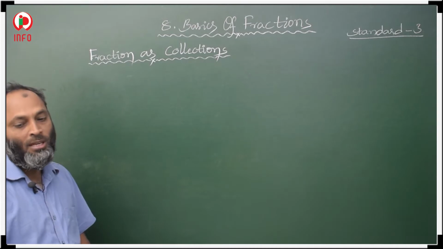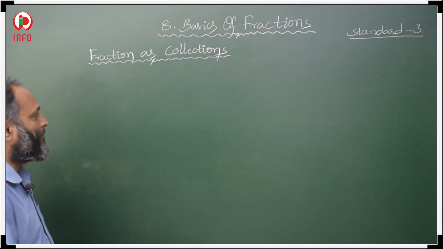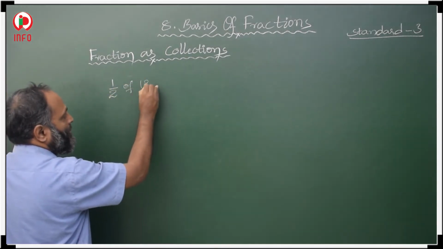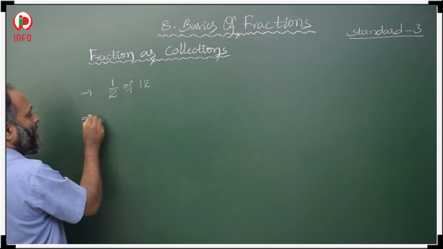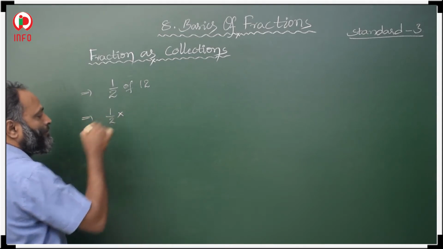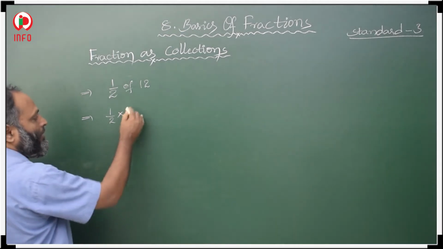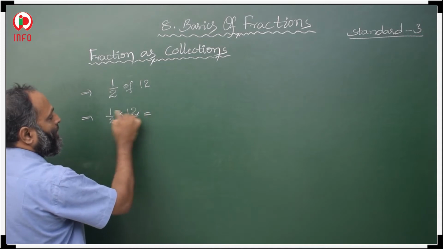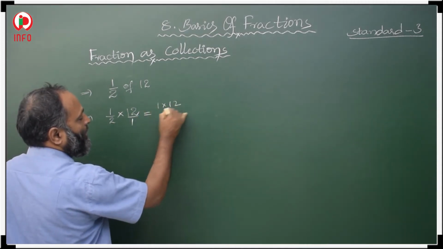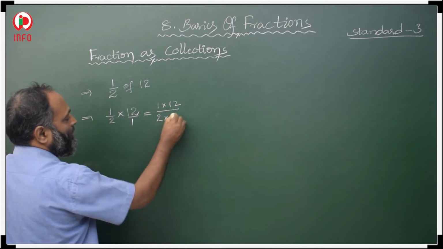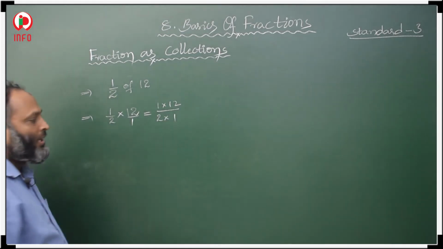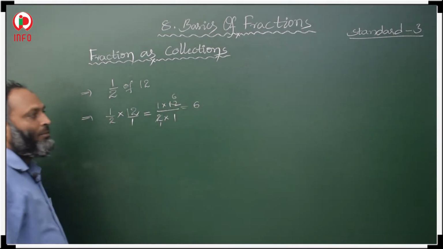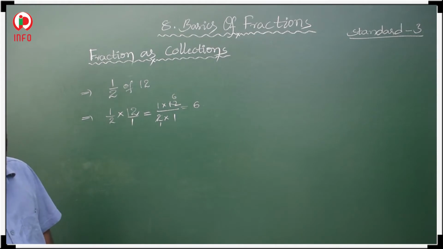Then half of the lemons means how many? So half of 12 lemons. Half of 12 is how much? Half means 1/2 into 12. So how to multiply? 1 into 12: numerator into numerator and denominator into denominator. We have to multiply like this. Then 2 ones are 2, 2 sixes are 12. So 6. Half of the lemons means 6 lemons.